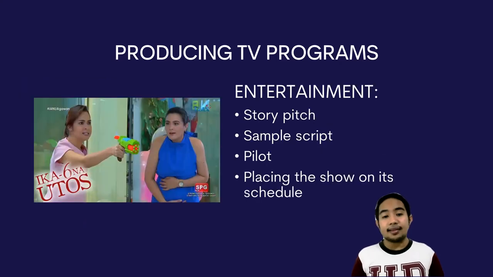In entertainment, network executives receive hundreds of story pitches every year. From these pitches or ideas, network executives submit these stories to producers for further attention. After the producers examine the stories and trim the list, the networks will request a sample script and a list of possible stories that could be turned into scripts.